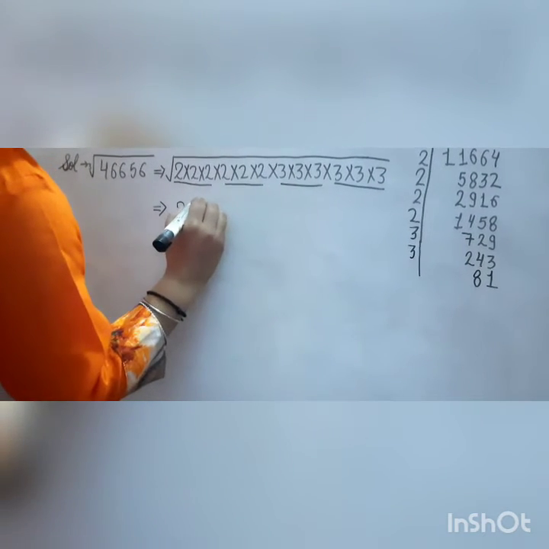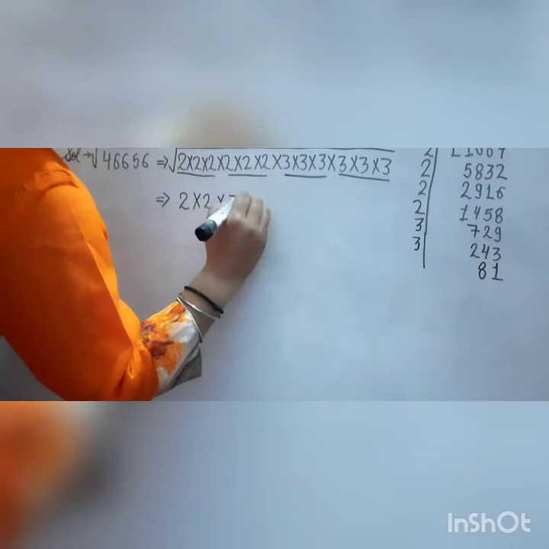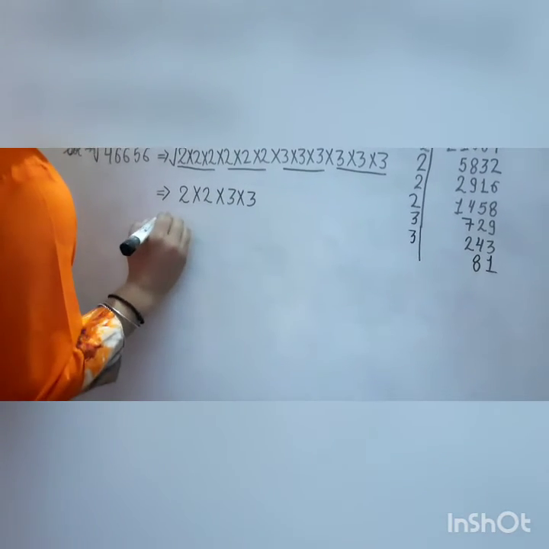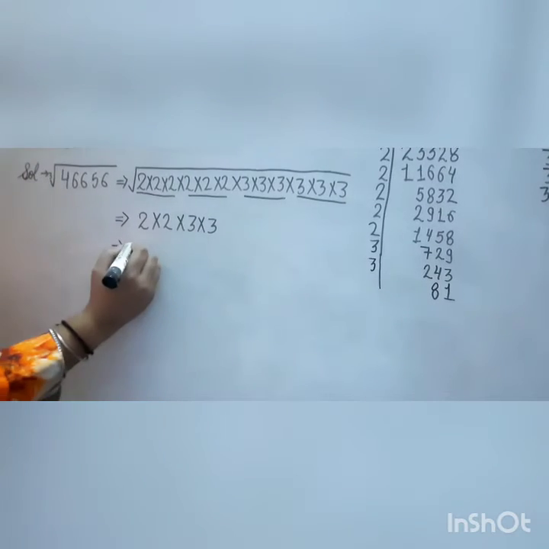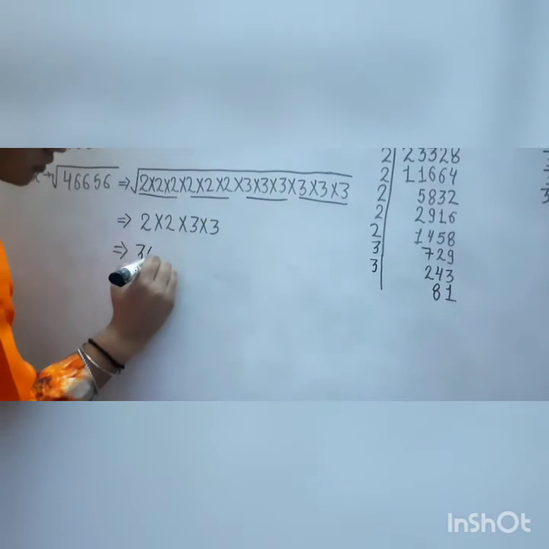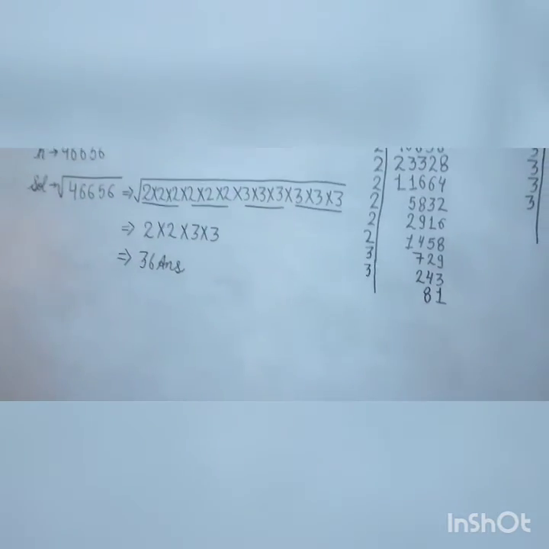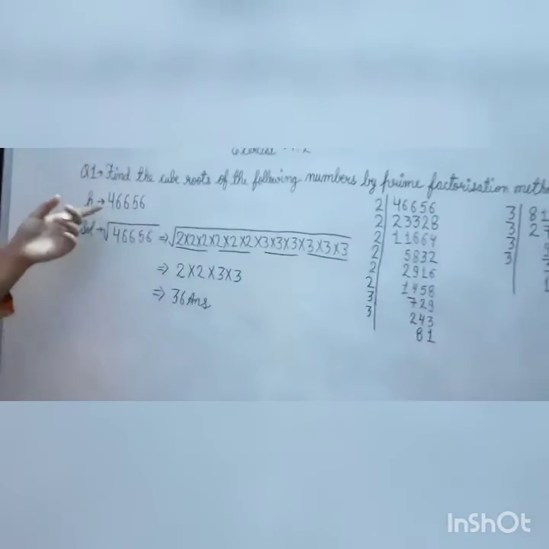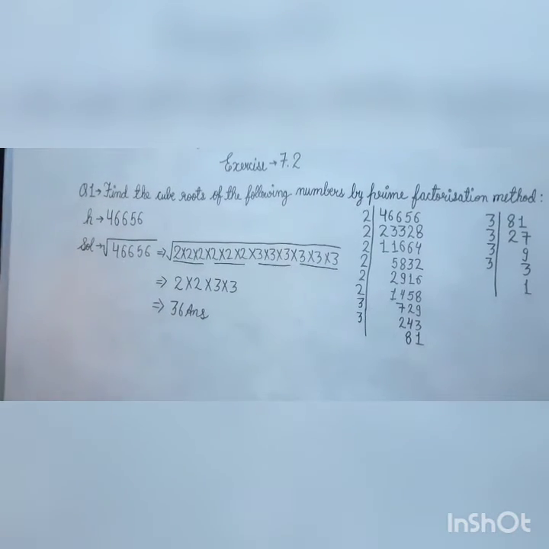Okay, now 2 multiply 2 multiply 3 multiply 3. 2 2s are 4, 4 3s are 12, 12 3s are 36. 36 is the answer. The cube root of 46,656 is 36. Okay class?